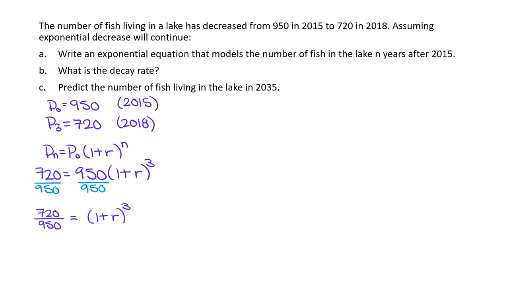All right, so now I need to get rid of that exponent, the third power. The opposite of the third power is taking the cube root of both sides. And this is where I will have to use my calculator. Your calculator might actually have a cube root button on it. If not, you have either that n root or x root button. And so I'm going to take the cube root of the fraction 720 divided by 950. I put that into my calculator, and I got 0.9117. That's going to equal 1 plus r.